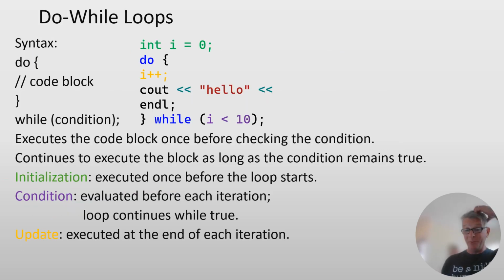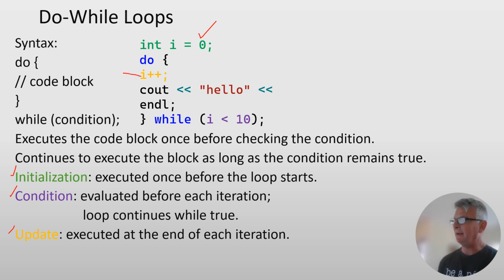Now our do while loop. Do while loop's awesome. Everybody loves the do while loop. Because what it says is do something while it's true. So we have the same thing: initialization, condition, and update. Initialize i equals 0, increment i, and then say hello, and do that while i is less than 10. This is my condition.